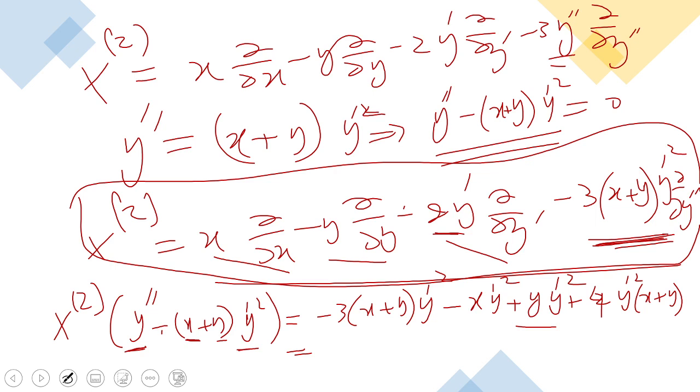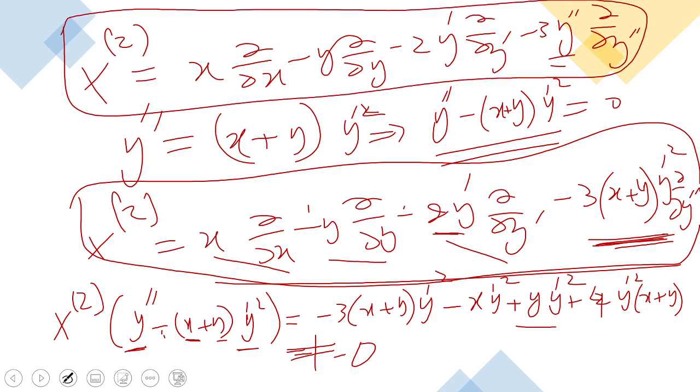So let's check it again. We need to operate on y, so that is 1. This minus and this minus is plus. Yeah, so it is not equal to 0. That means the given operator is not a symmetry for the given differential equation.